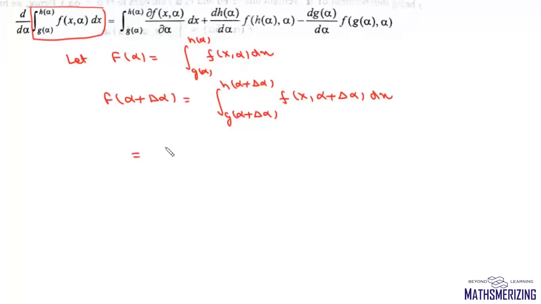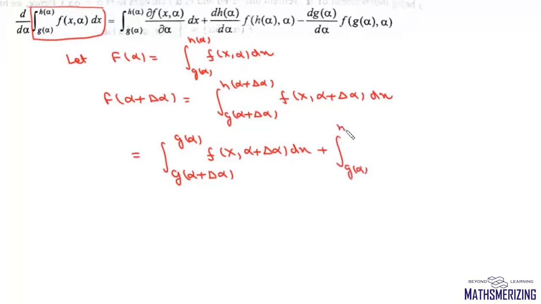Now we'll separate this integral into three parts. So we are going to write this as the integral from g(alpha plus delta alpha) to g(alpha) of f(x, alpha plus delta alpha) dx, plus the integral from g(alpha) to h(alpha) of f(x, alpha plus delta alpha) dx, and then plus the integral from h(alpha) to h(alpha plus delta alpha) of f(x, alpha plus delta alpha) dx.